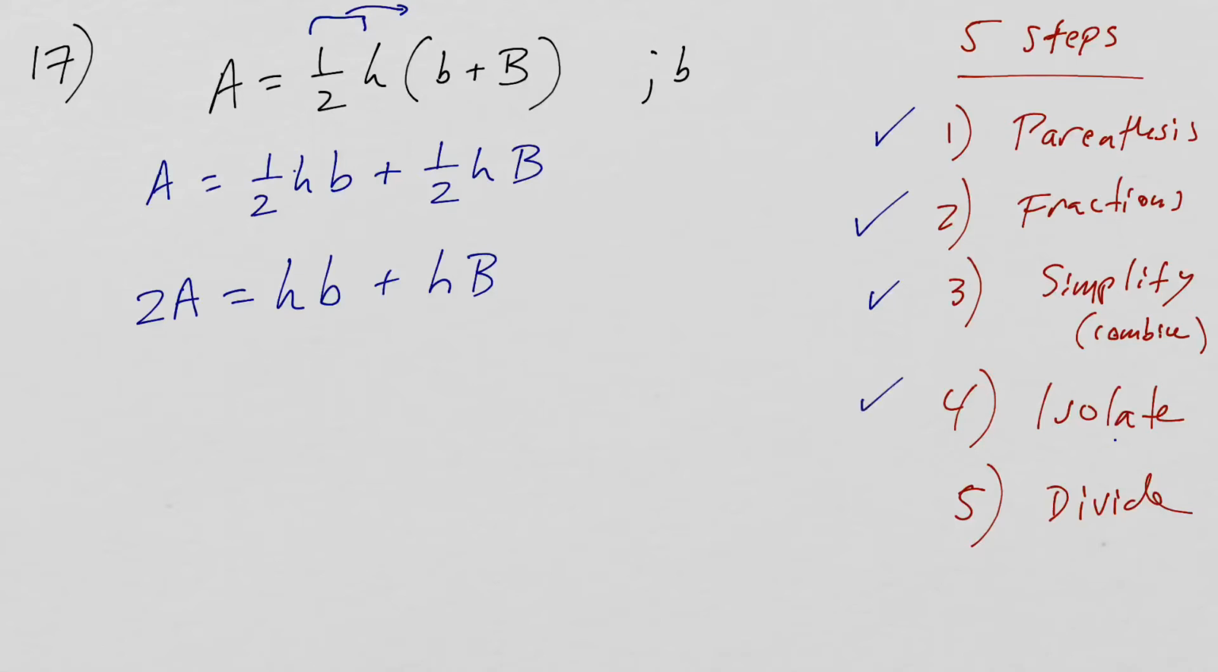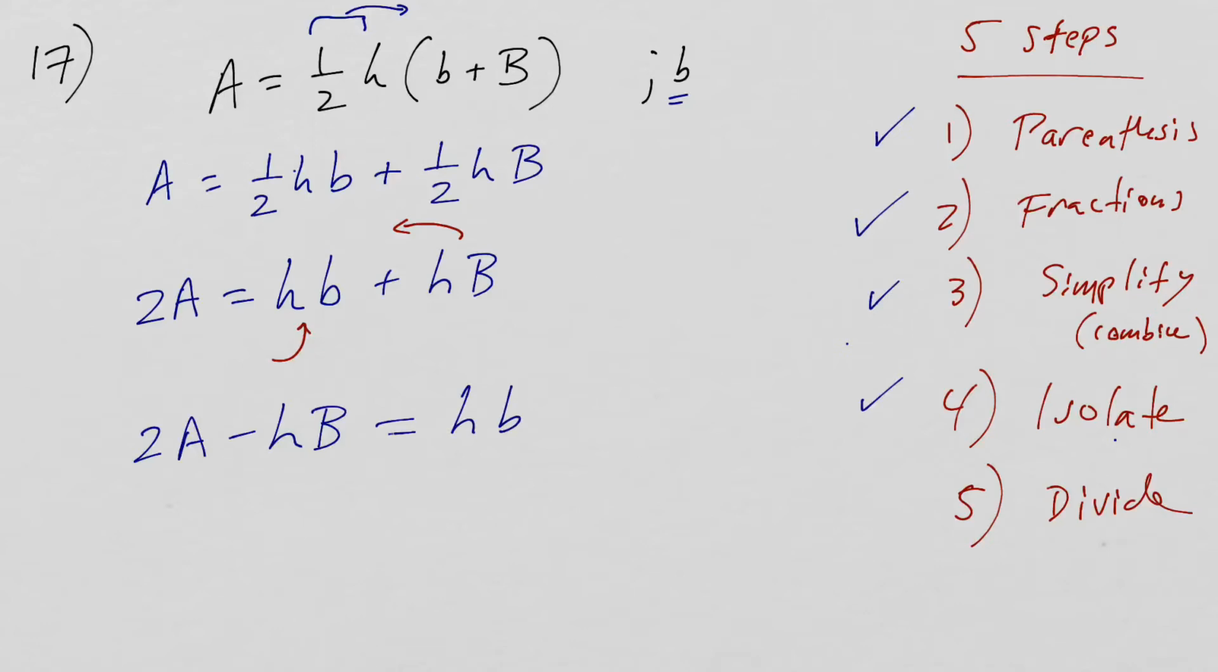Step 3 we'll skip because there are no like terms, so we can't simplify anything. Step 4 is to isolate. We're after the term that has the little b. So we're after this term here. So we're going to move this across the equal sign. And remember, that's going to flip its sign. So we have 2a minus h big B is equal to h little b.